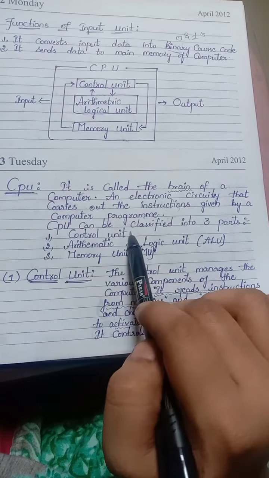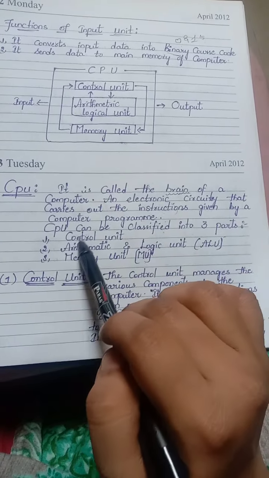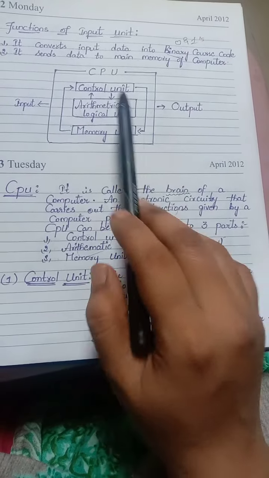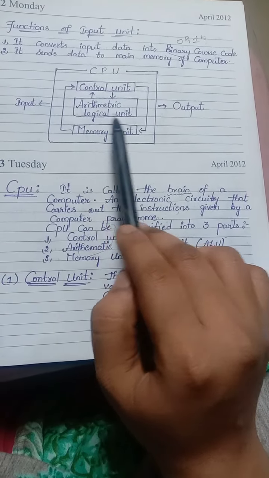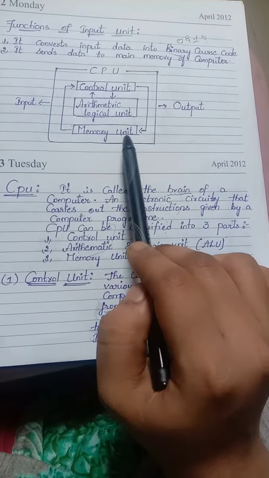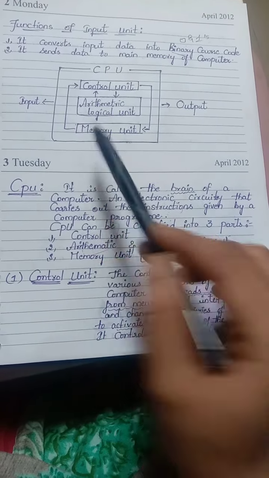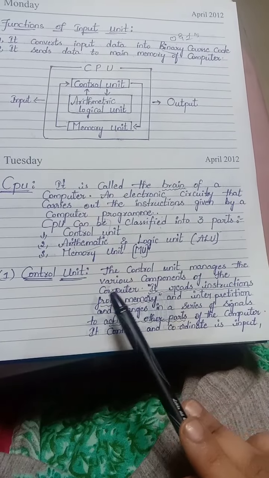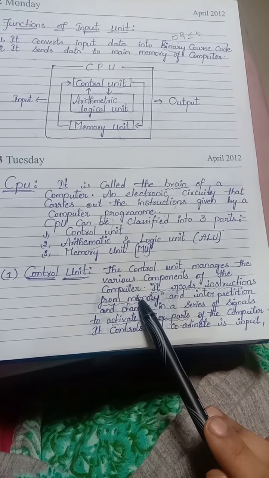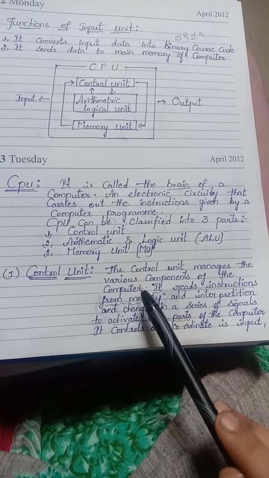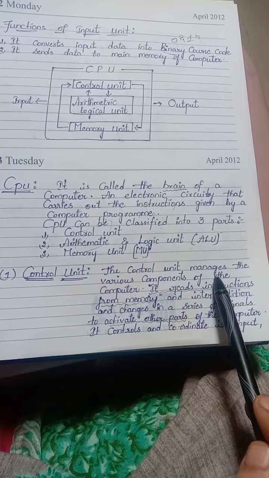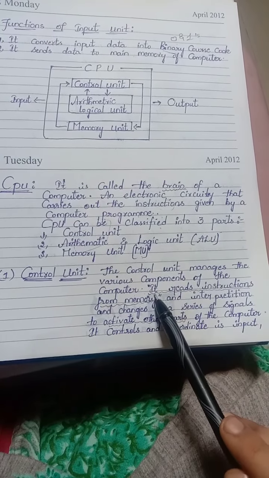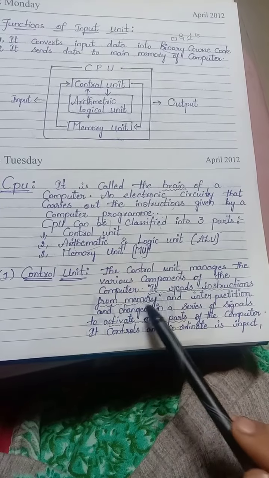Okay, the CPU can be classified into three parts, which are the control unit, the arithmetic and logical unit, and the memory unit. So let's discuss these parts briefly. First is the control unit. The control unit manages the various components of the computer. What does the control unit do? It manages all the components of the computer. And the important point is it reads instructions from the memory.